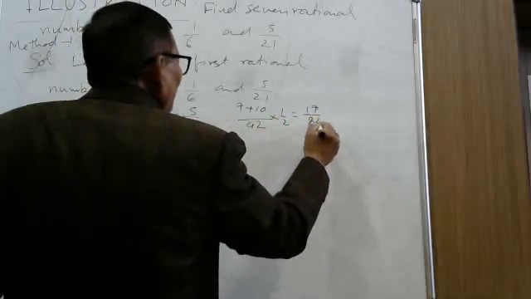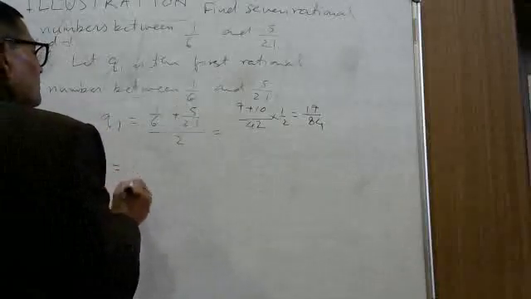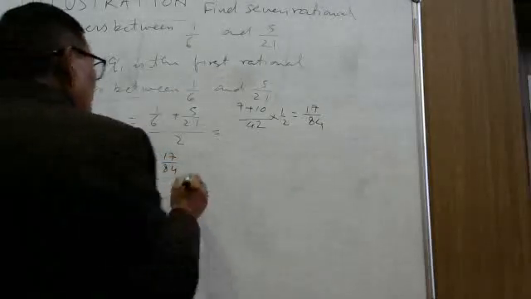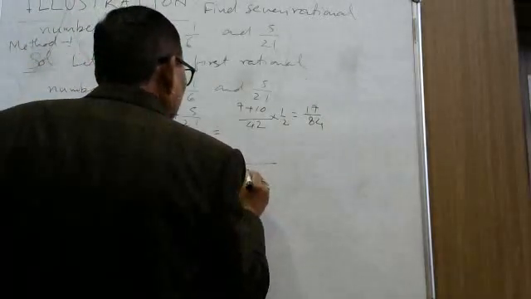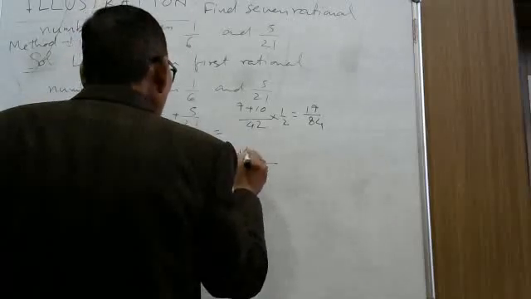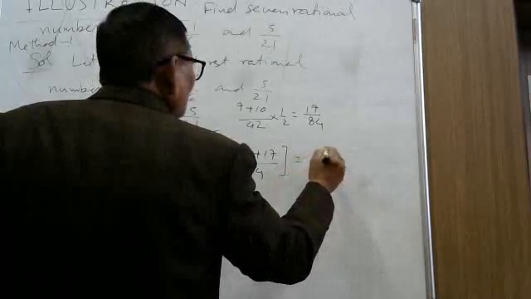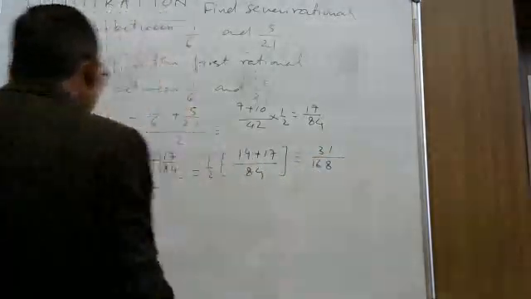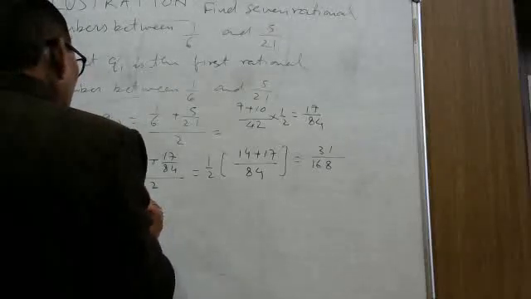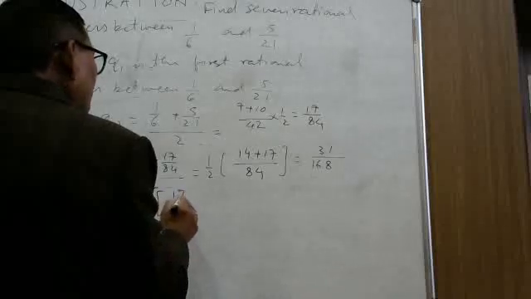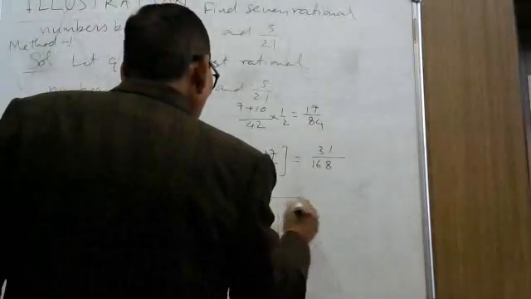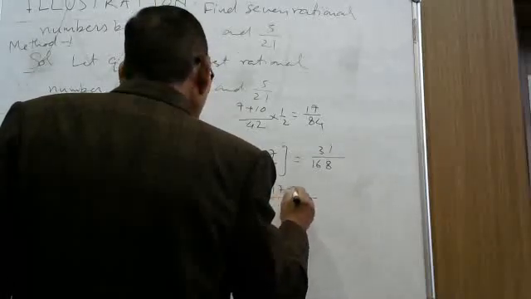Now Q2 is equal to 1 by 6 plus 17 by 84, by 2. It is equal to 1 by 2. Your LCM is 84, (14 plus 17), that is equal to 31 upon 168. Now Q3 equal to 1 by 2, 17 by 84 plus 5 by 21. Your LCM is 84, 17 plus 20, that is equal to 37 by 168.